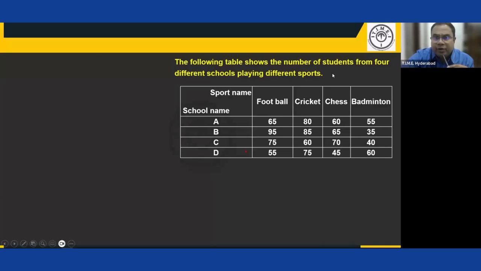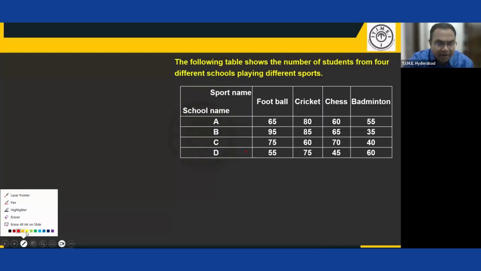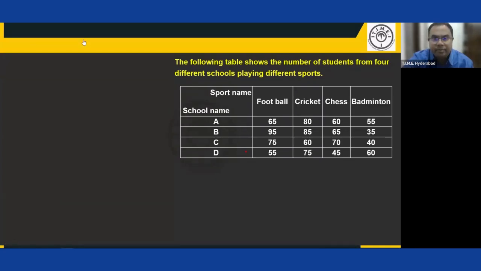The following table shows the number of students from four different schools playing different sports. So there are 4 different schools. I'll just change my pen color, since it's a dark PPT. Fine. So you can see here, we have 4 different schools, A, B, C, D. We have number of students who are playing football. We have number of students playing cricket, number of students playing chess. My last column represents number of students playing badminton.